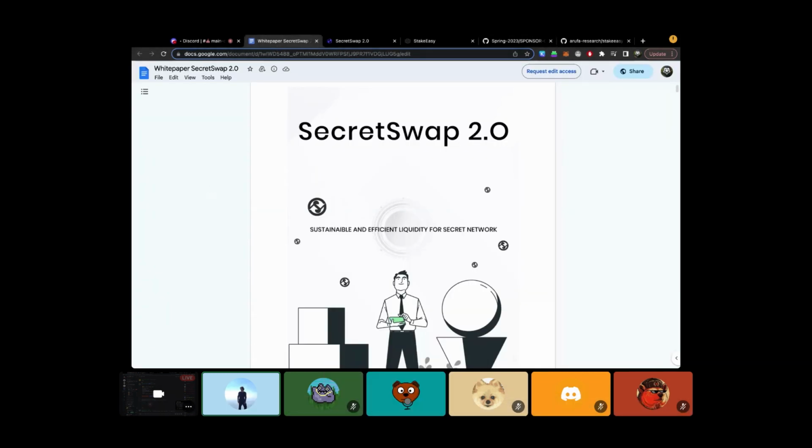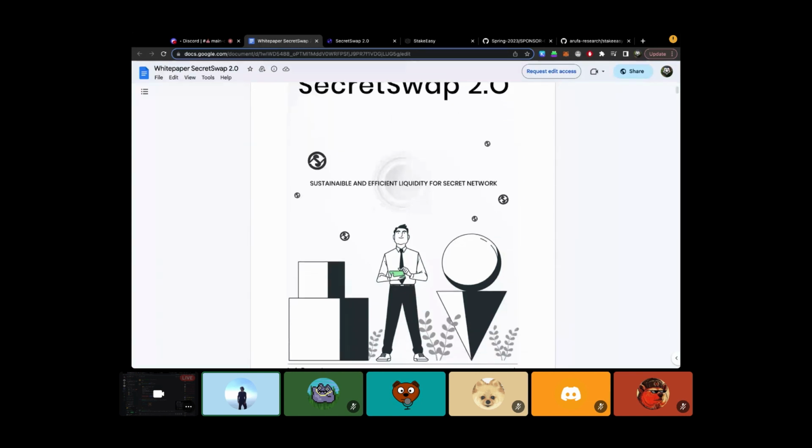First of all, Secret Swap. The main headline says sustainable and efficient liquidity for Secret Network. It has two terms in it: one is sustainable, and then efficient liquidity. By efficient liquidity, we mean that previously it has just been that the AMM, especially the Secret Swap AMM, the 1.0, only had XYK pairs, which was there in Uniswap V1, Uniswap V2.